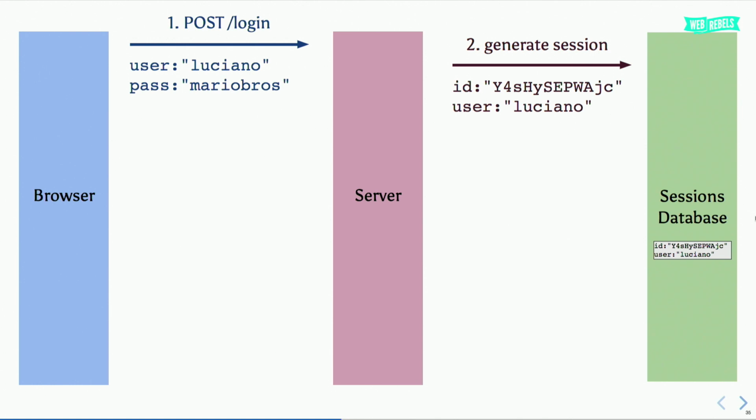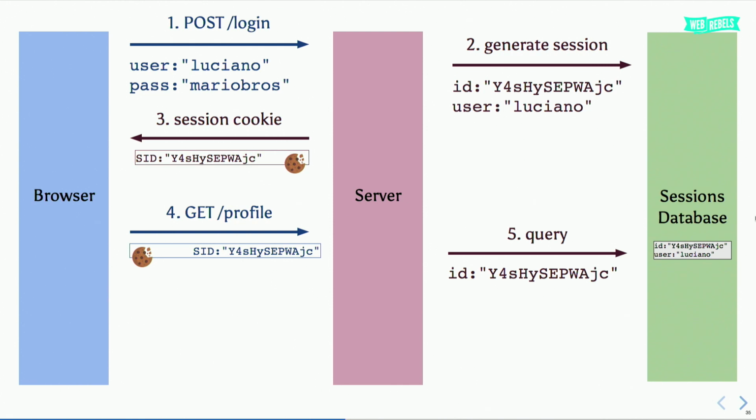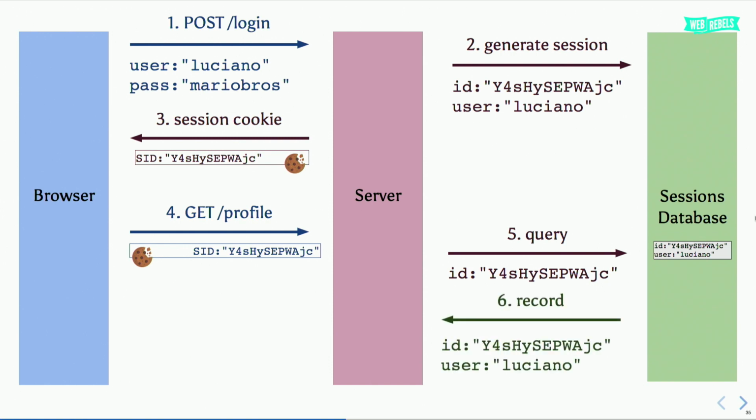So once this is stored, the ID of the session is returned to the browser in the form of a cookie. From this moment on, every time there is a new request coming in from the browser, the cookie will be attached with the session ID, and the server will be able to fetch the session again. So it's going to do another query to the session storage with this ID and try to fetch: is there a session for this ID? What is the user? It's going to figure out the user is Luciano, and then it's going to be able to generate a page only for Luciano.